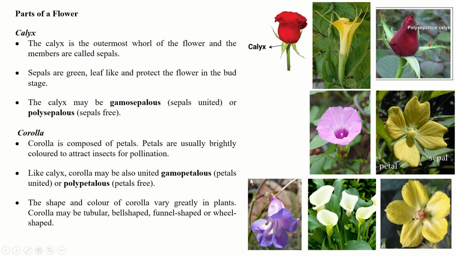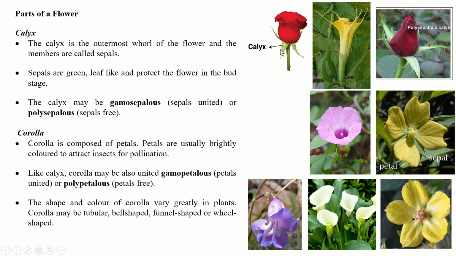Then parts of a flower. Okay, so as you know, calyx, corolla, androecium and gynoecium are the parts of the flower. Now in lower standard you have studied about the sepal. Now the sepals are also called the calyx. The calyx is the outermost whorl of the flower. The members are called the sepals.